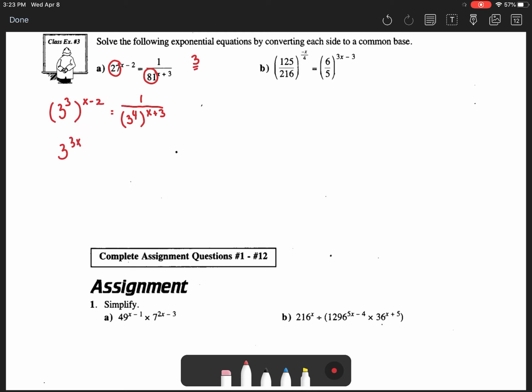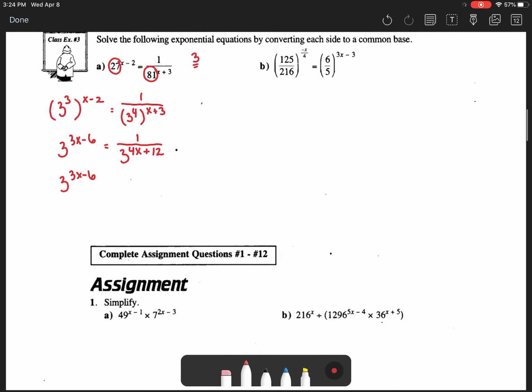So what I'm going to do is clean up the exponents on both sides of the equation. 3 to the exponent of this will be 3x minus 6, right? Multiply the exponents together there. And on the right-hand side, I'm going to have 1 all over 3 to the exponent of 4x plus 12. So the problem here is that my 3 to the exponent of 4x plus 12 is in the denominator. I want to bring that up to the numerator.